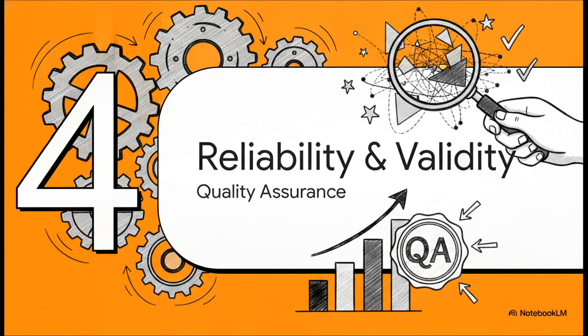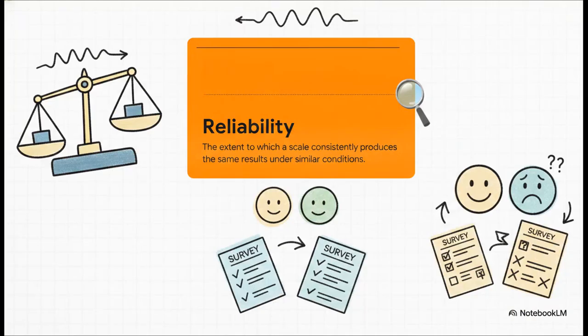Which brings us to our final section, reliability and validity. This is the quality assurance phase of our toolkit to ensure what we just built actually works. Pillar number 1 of quality assurance is reliability. And reliability is all about consistency. Does your scale consistently produce the same results under similar conditions?